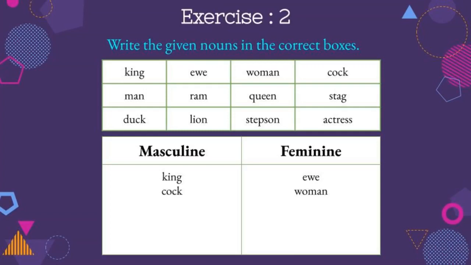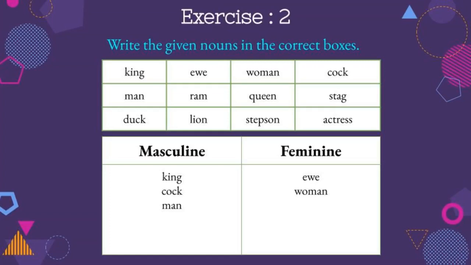And the fourth word is cock. Cock means, as we have just seen in the previous exercise, a male hen. So what we have to do? We should write the noun cock in the masculine box. Okay, next word is man. Yes, we know very well that man is a male person. So we have to write the noun man in the masculine box.